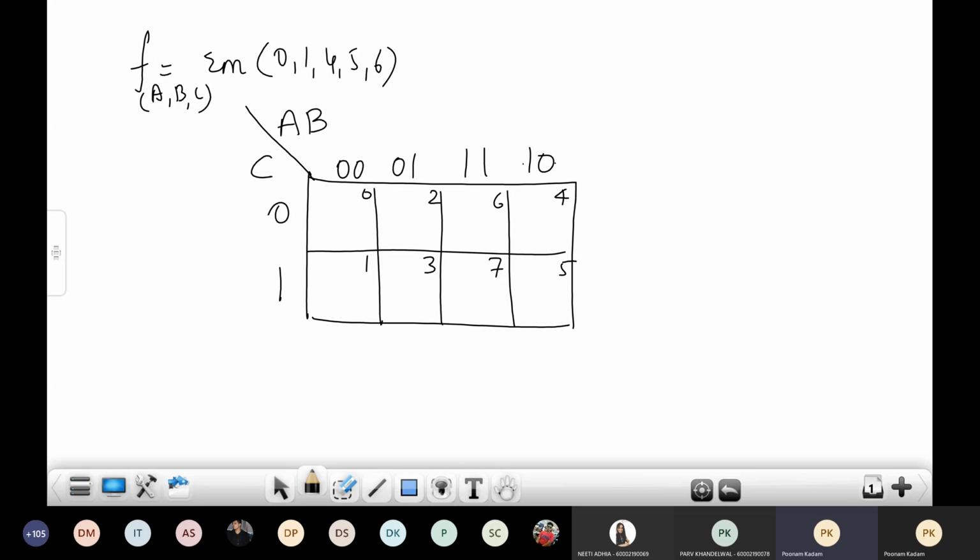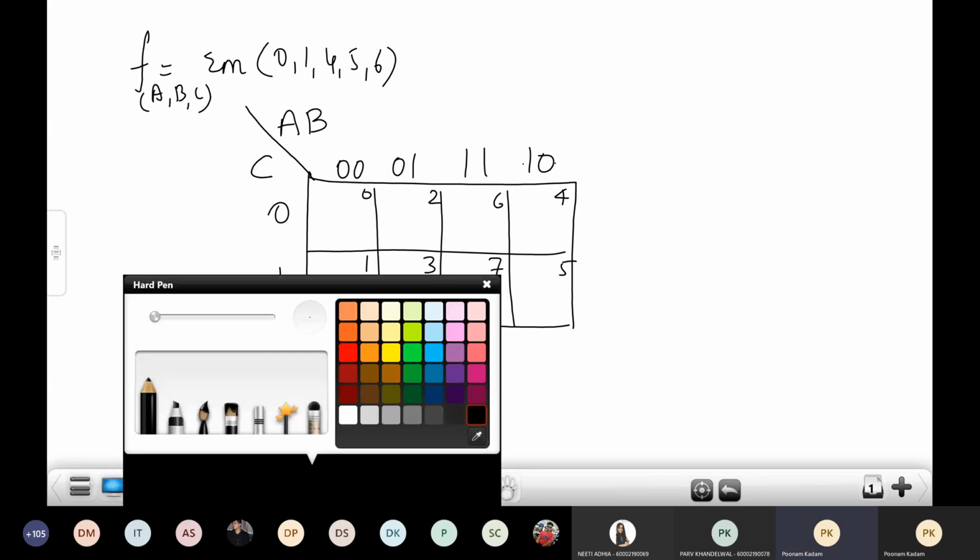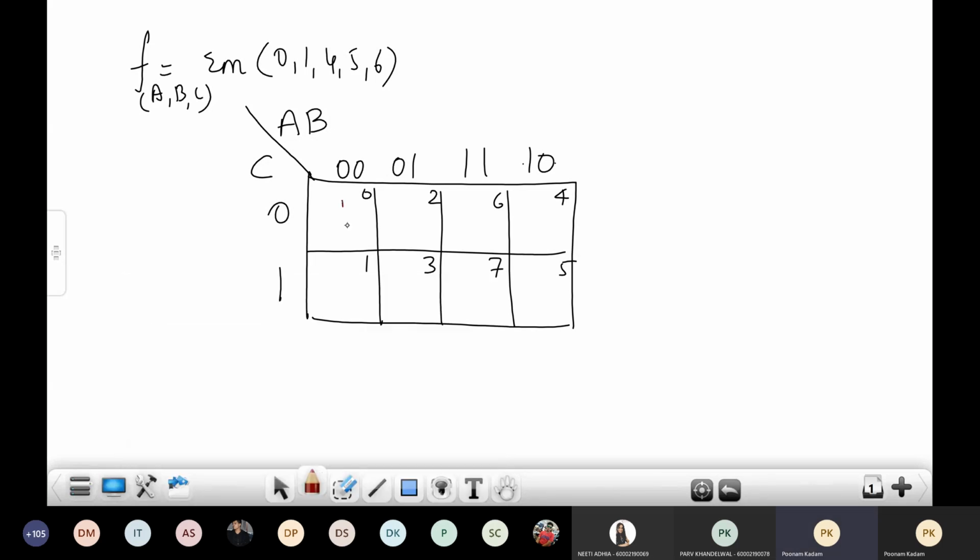Okay. So ones will come. We have to focus on ones, right? We have to see for which input combination output is 1, and you have to enter 1 in those cells. Let me just change the color of the pen. Cell number 0 is 1. Cell number 1, there is 1. Cell number 4, there will be 1. In cell number 5, there will be 1. Cell number 6, there will be 1. So this is the function, right? This is the K map.